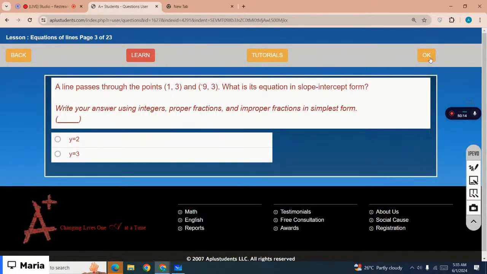A line passes through the point 1, 3 and negative 9, 3. What is its equation in slope intercept form? So which is the correct option? You are given the points, right? You have to write down the equation. That is y equals 3, because you can see the y has exactly the same values, right? So the correct option is y equals 3.